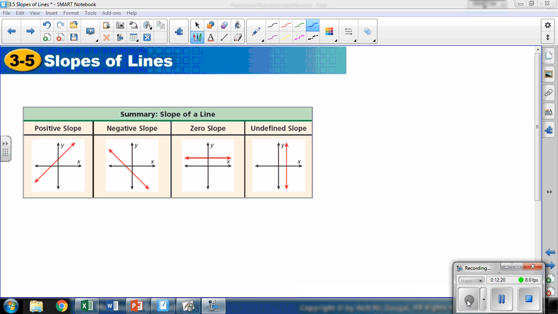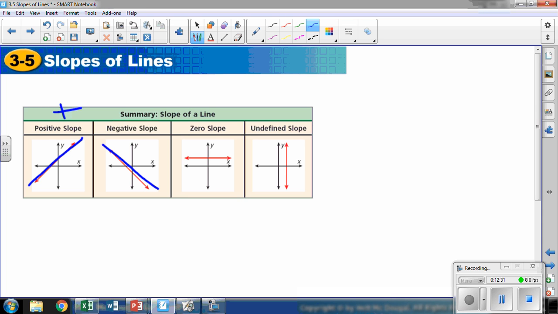And just as a quick review, pieces that you should remember. If it rises, you've got a positive slope. If it's falling down to the right, it's negative. Flat is 0 slope. Straight up and down is an undefined slope.